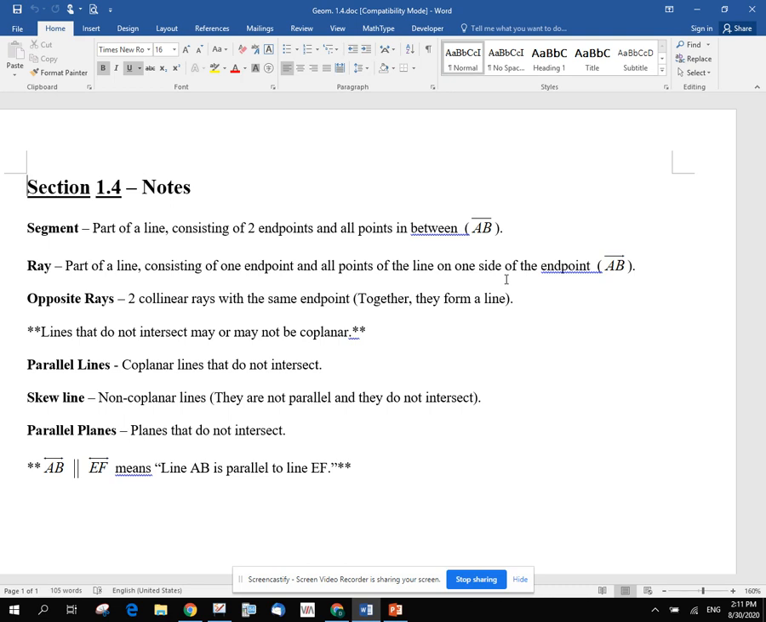Ray. A ray is part of a line consisting of one endpoint and all points on the line on one side of the endpoint. Okay. Now it's a little bit small there, but that's an arrow right there. This is pointing to the right. When you denote a ray, and by the way we would say this one is ray AB, there should be an arrow always pointing to the right, never to the left. The first letter should be the endpoint, and the second letter is there to indicate direction.